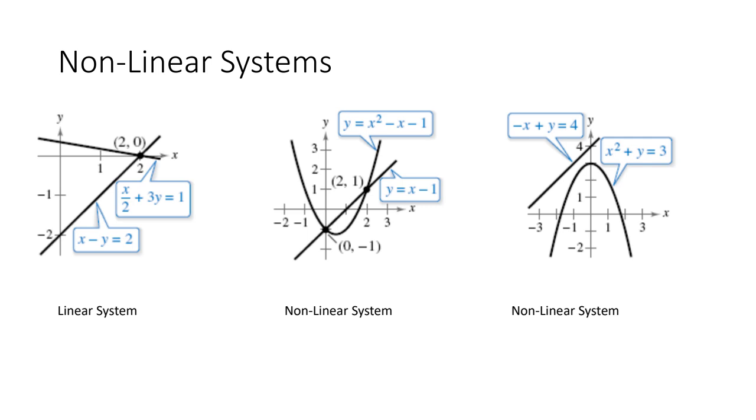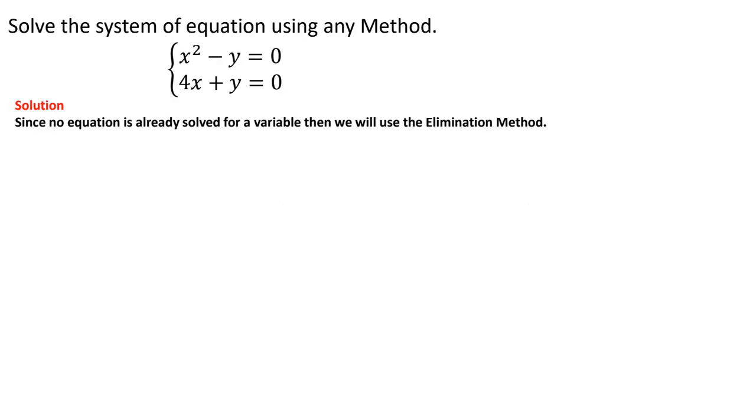Again, the examples that we saw right now all dealt with just lines, where the two lines intersect. But a nonlinear system is a system that deals with something that's not a line. For instance, like the second and third example, they both have a parabola on there. They're nonlinear systems. Okay. So for these nonlinear systems, again, we can use any method to solve.